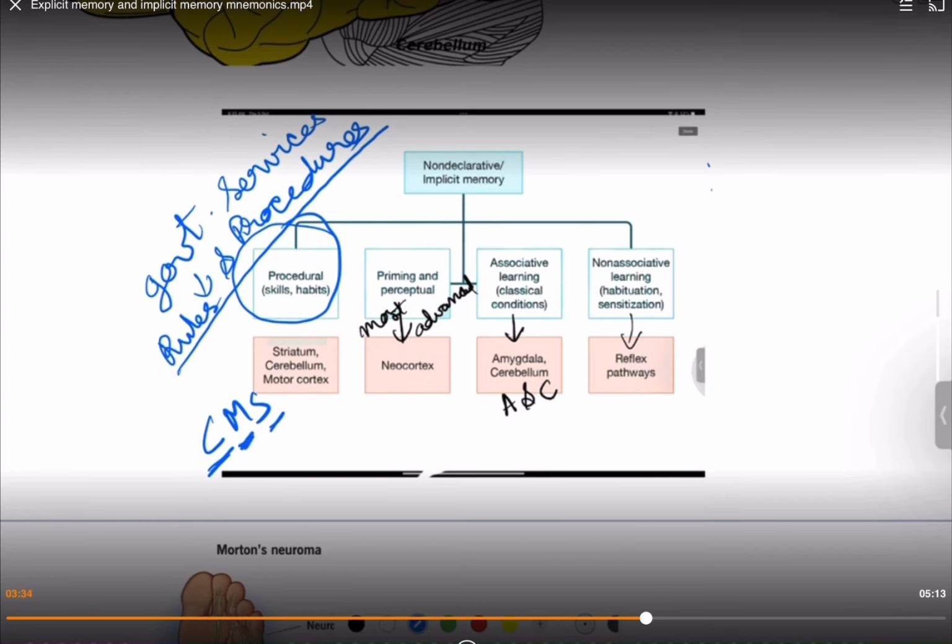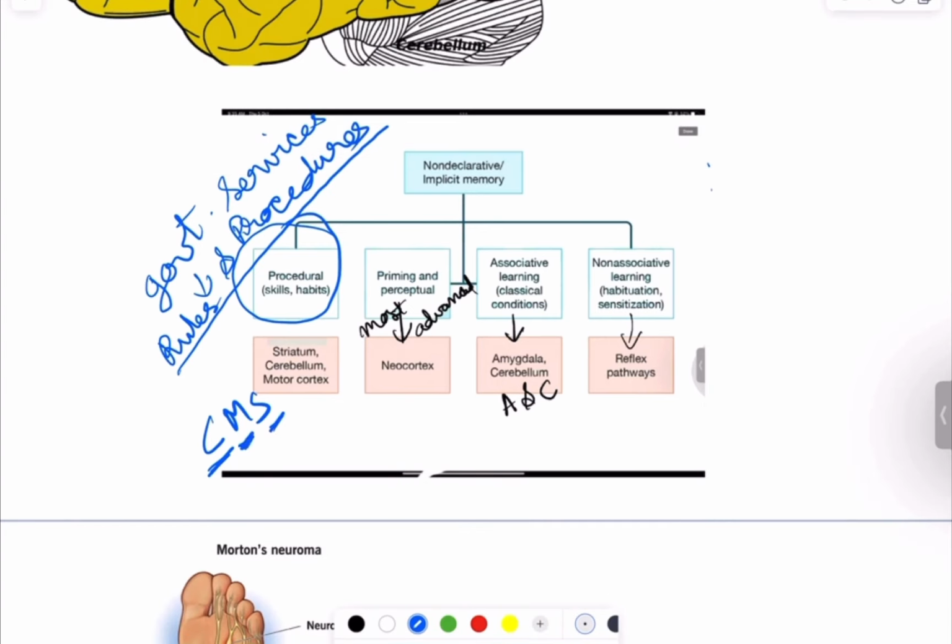Now second we move on to the priming and perceptual part. This is the part of the memory that we use in our day-to-day life, and this is the most advanced memory in human. And if it is the most advanced thing, then where would it be formed? It would be formed in the neocortex. Neo means new cortex. New cortex is formed when we are comparatively advanced in human evolution. So neocortex is associated with priming and perceptual memory.